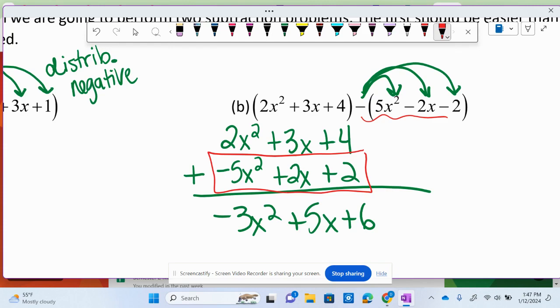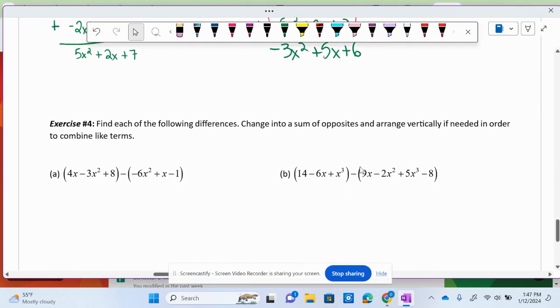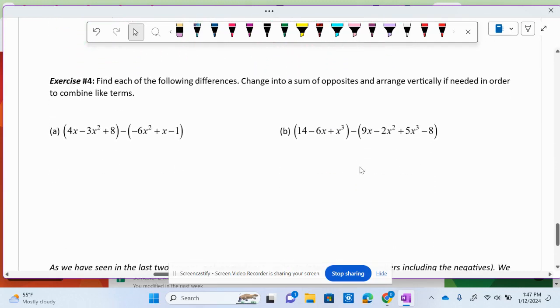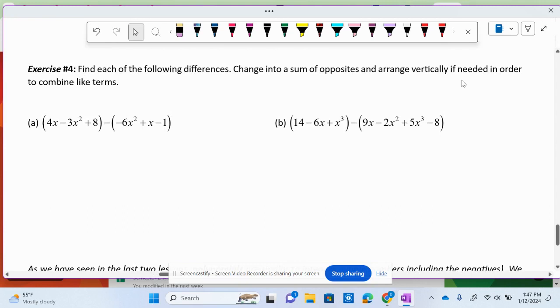I apologize. Okay. Let's do example 4. So example 4 says find the differences. Remember to change the sum of the opposites and arrange them vertically if you need to. You don't have to arrange them vertically. You can circle them, but you always want to rewrite it. So again, I'm going to have to distribute the what? Distribute the negative 1.